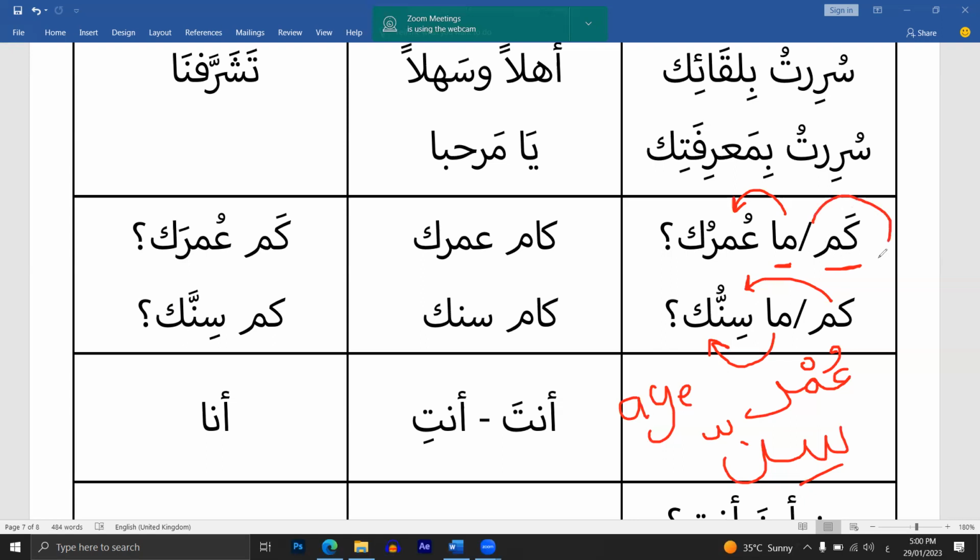This noun كم, in daily Arabic, we used to add alif here. كم عمرك. كم سنك. Okay. So there is no deep difference between the two expressions. So you can use these two in standard Arabic: كم عمرك. كم سنك.